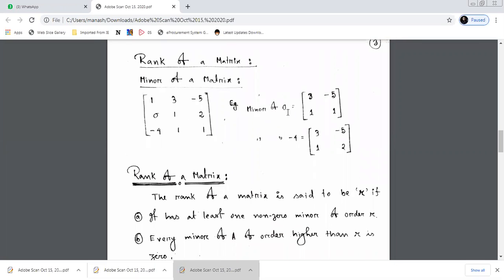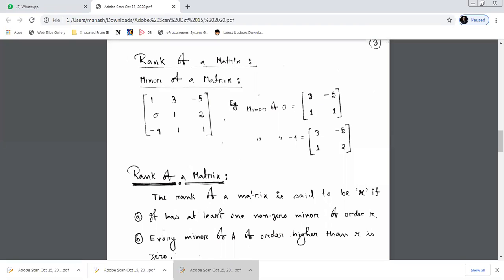Now from here, what is the minor of 0? If you find the determinant of this, what do you get? 3 ones are 3, minus 1 into minus 5. So 3 plus 5 is equal to 8, which is not equal to 0. Clear? That means you got a minor of order 2 which is not equal to 0. That means the rank of the matrix is minimum 2.